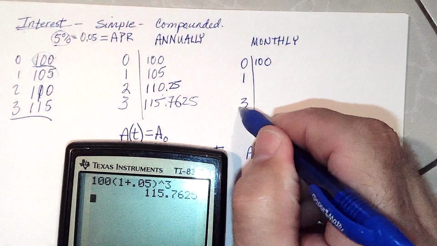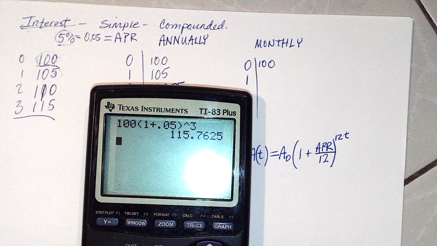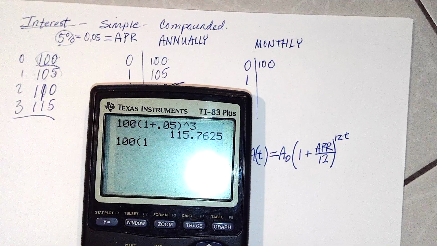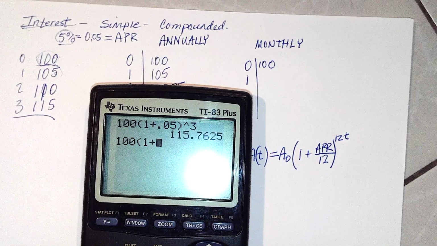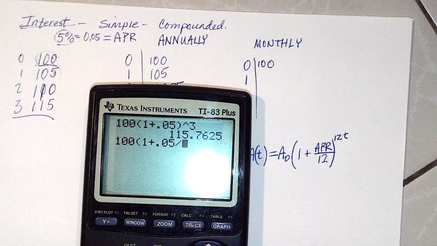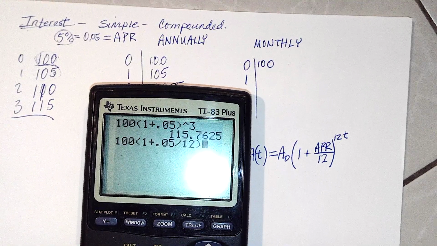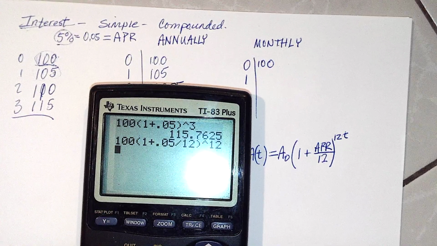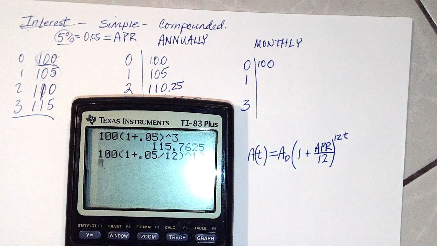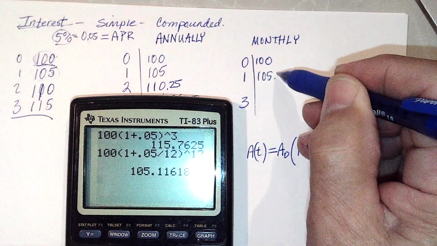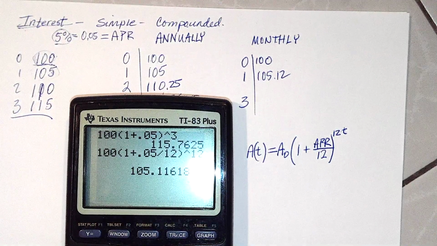So let's see how much that changes this. If I started with $100, parenthesis, I get 100% of that back plus 5% in decimal divided by 12, close parenthesis, to the 12th. That would tell me how much I get after 1 year. And it was 105. Now I'm going to get a little bit more because I'm getting my interest on the interest, and it's 105 and 12 cents approximately.